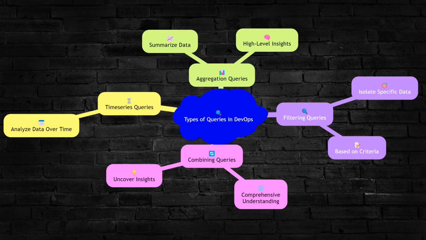There are several types of queries that are commonly used in DevOps. These include time series queries, which analyze data over a specific period, aggregation queries, which summarize data to provide high-level insights, and filtering queries, which isolate specific data points based on certain criteria. Each type of query serves a different purpose and can be used to address specific questions or issues. By combining different types of queries, teams can gain a comprehensive understanding of their data and uncover valuable insights.